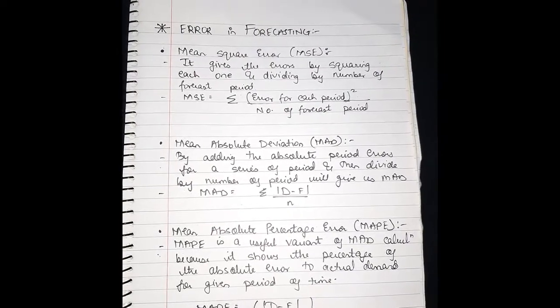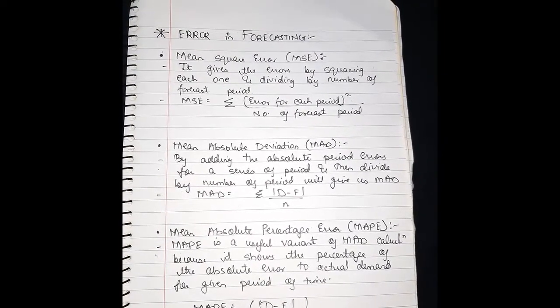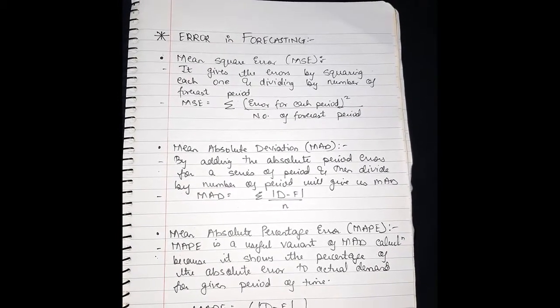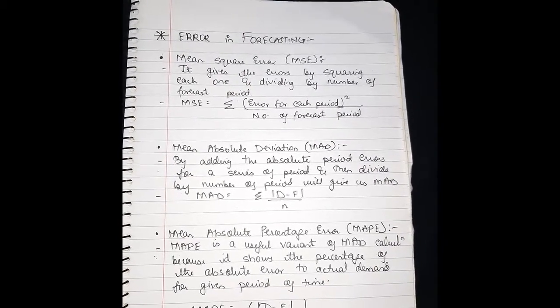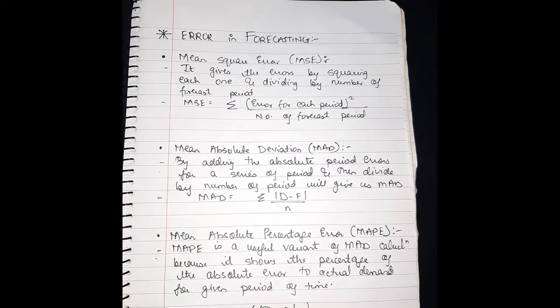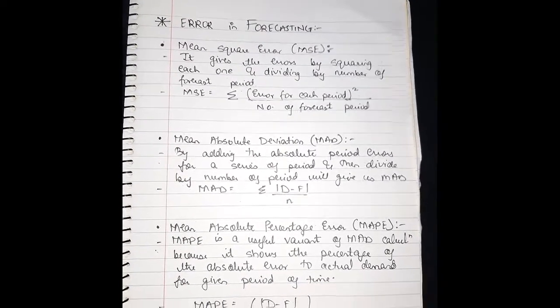The second one is the mean absolute deviation. It is adding the absolute period errors for a series of periods given in the sum, and then dividing by the number of periods mentioned. It is basically the series of demand minus forecast, but we don't consider negative values here, divided by the number of periods, n.